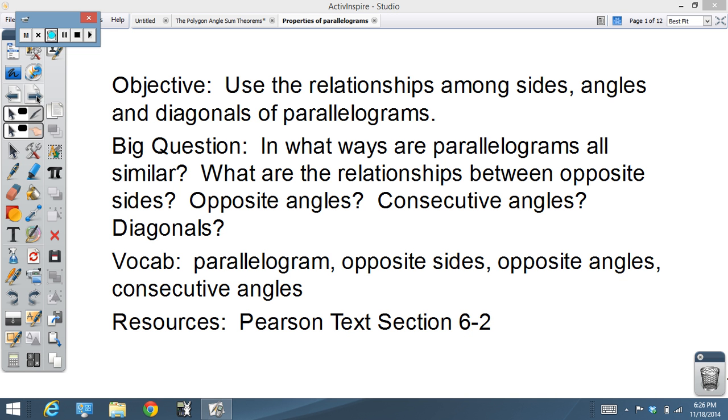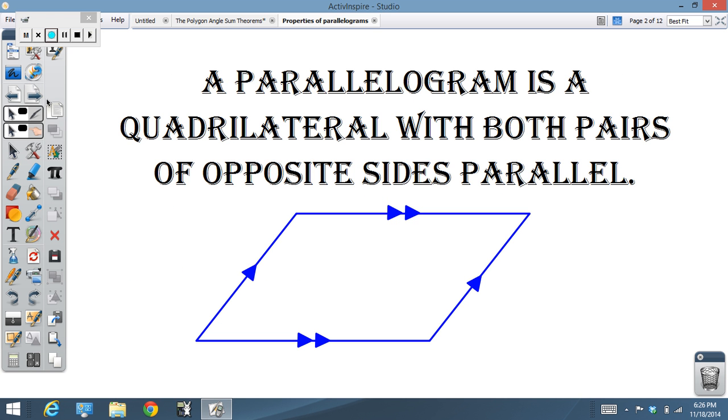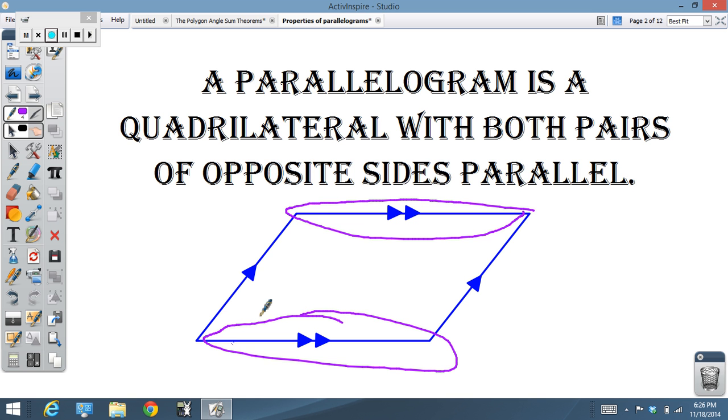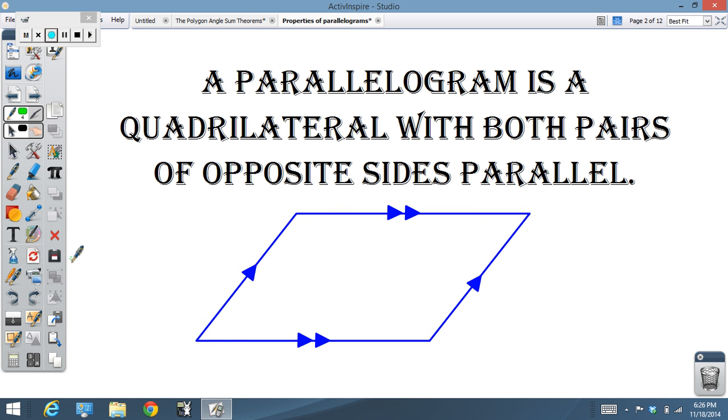We're coming out of Pearson section 6.2 anyway, and there's the vocab we're going to get into. Parallelograms, opposite sides, opposite angles, and consecutive angles. So let's start with a parallelogram is a quadrilateral with both pairs of opposite sides being parallel. So this is one side, its opposite side must be parallel to it. Same with what we got over here. One side with a parallel opposite side. Both pairs of opposite sides must be parallel. That makes it a parallelogram.